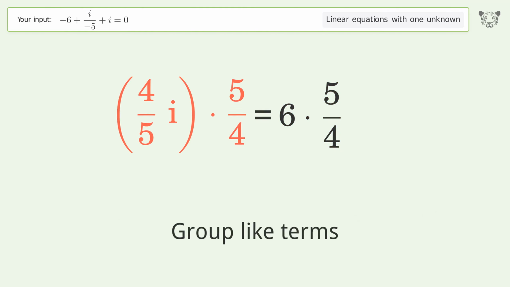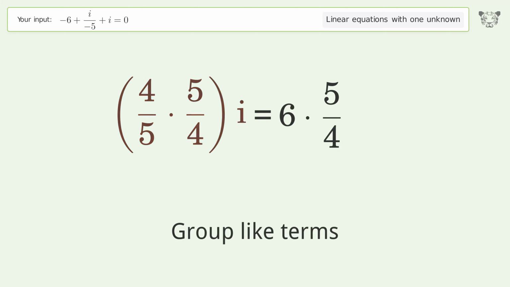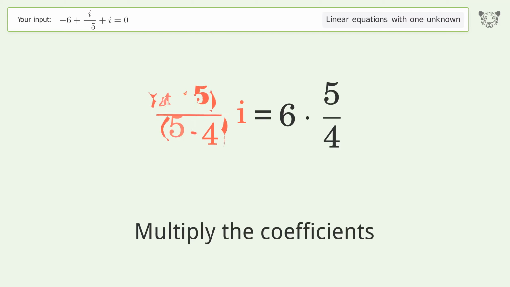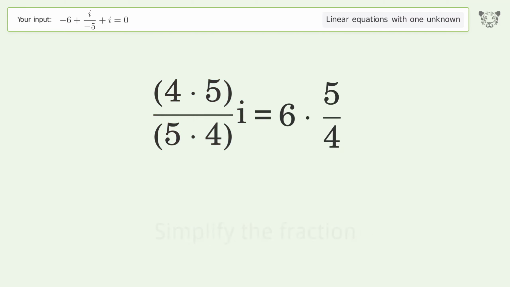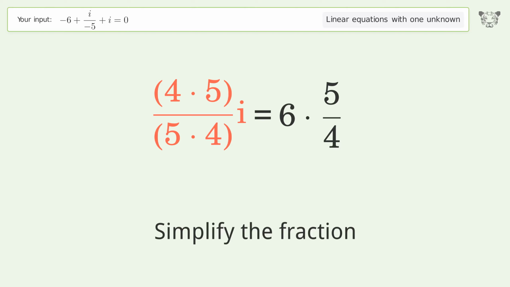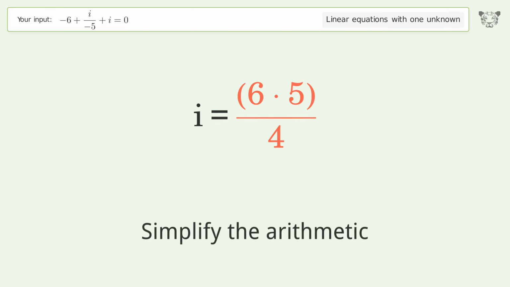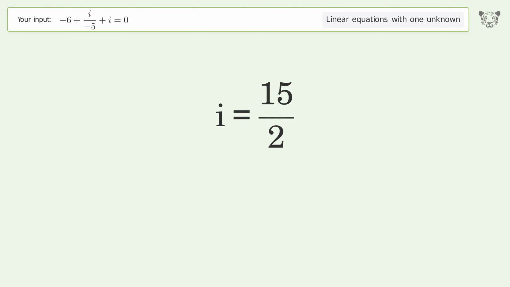Group like terms. Multiply the coefficients. Simplify the fraction. Multiply the fractions. Simplify the arithmetic. And so the final result is I equals 15/2.